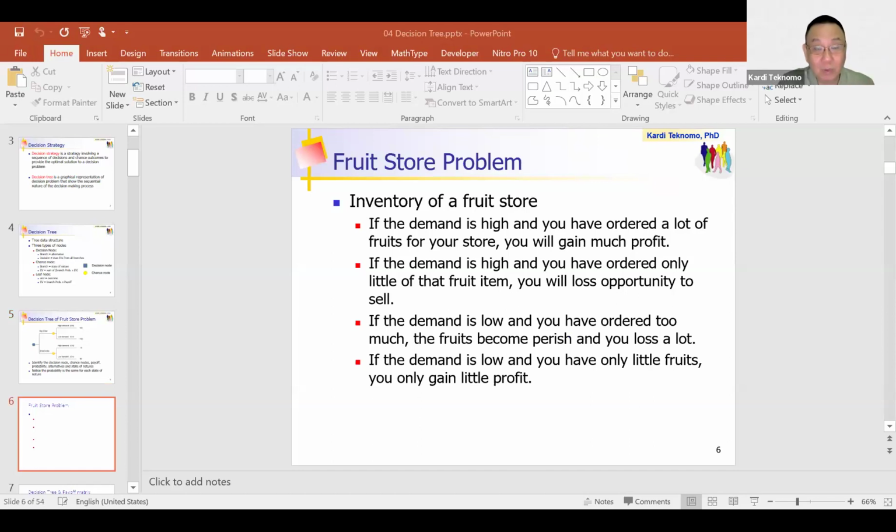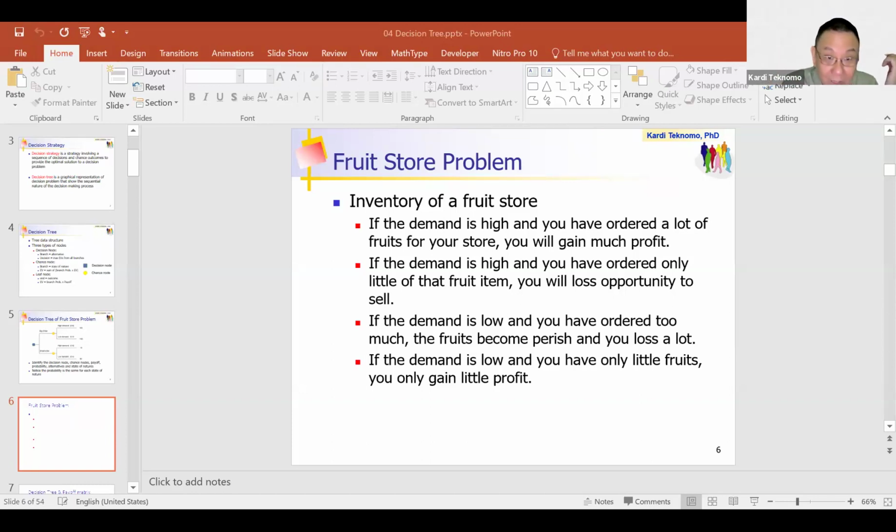You want to decide about the inventory of the fruit store. If the demand is high and you have ordered a lot of fruit, you will gain much profit. But if the demand is high and you only order little, you lose the opportunity to sell. On the other hand, if the demand is low and you order too much, your fruit becomes perishable and you lose a lot. While if the demand is low and you order only a little, you gain a little profit.